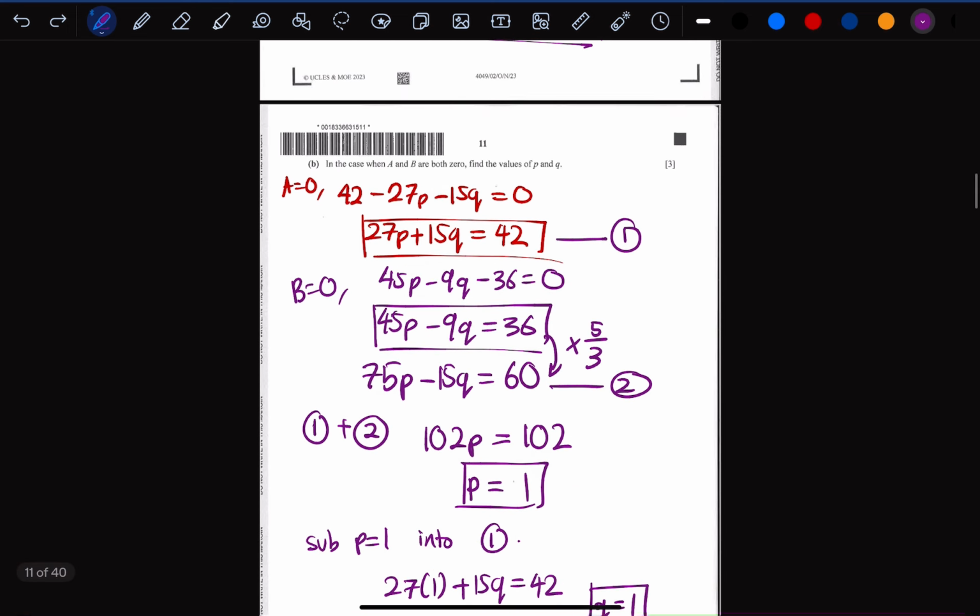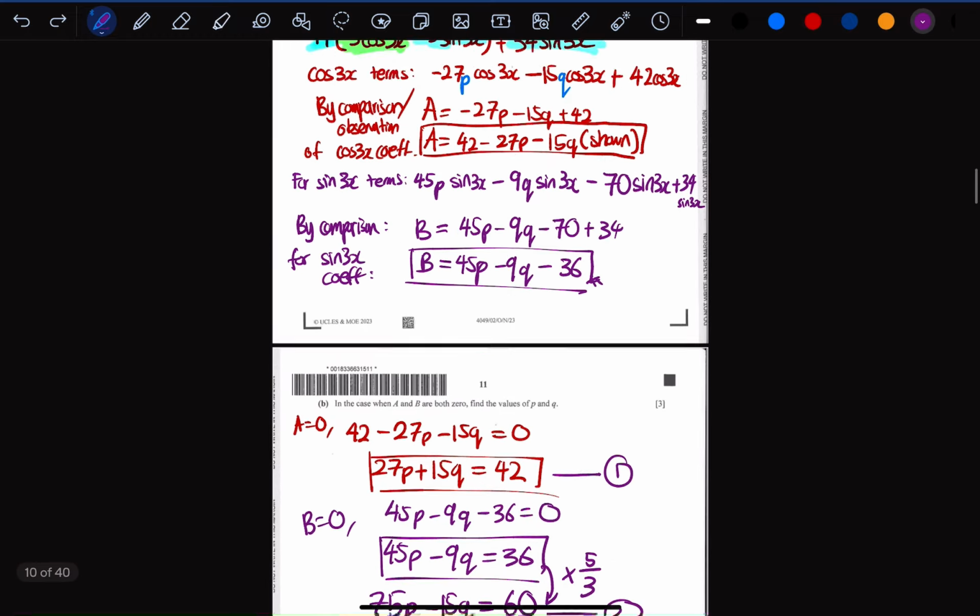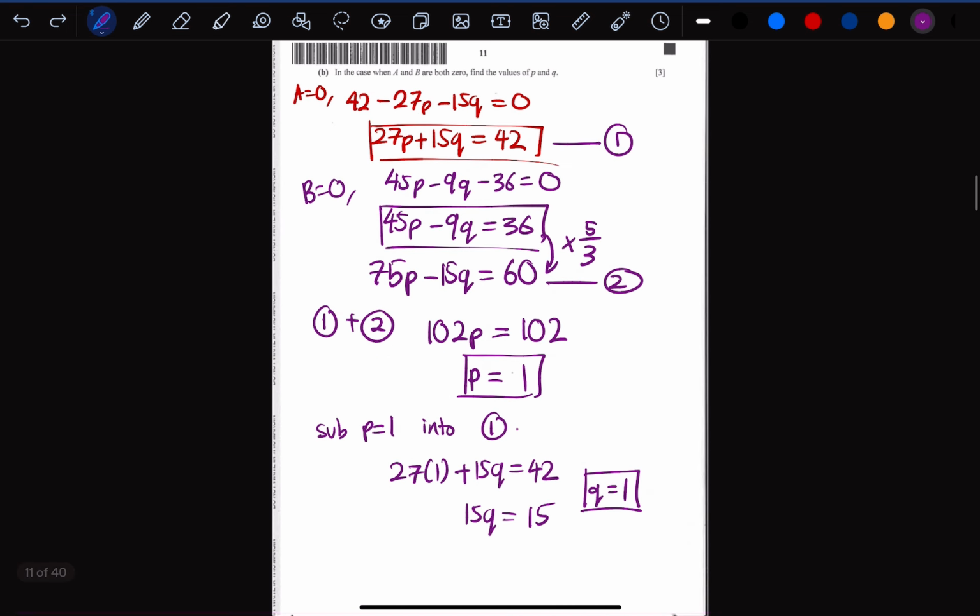And for part B, make sure you press your calculator to double check. Let me double check my answers also. So go to your simultaneous equation tab, 27, 15, 42, 45, -9, 36. Just make sure both are 1. Then you're good to go. So that's how you do question 5 for the 2023 paper.